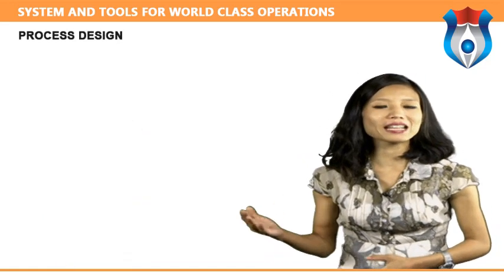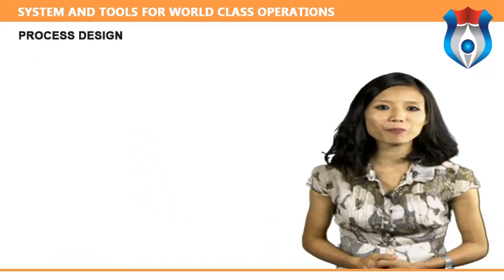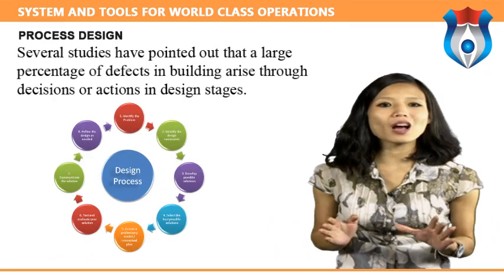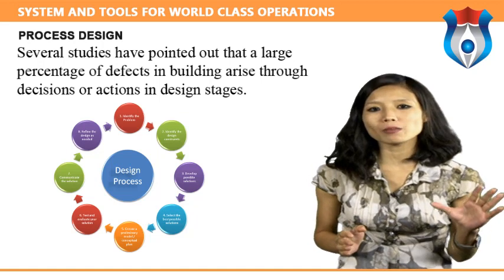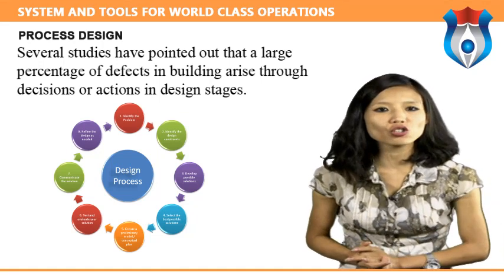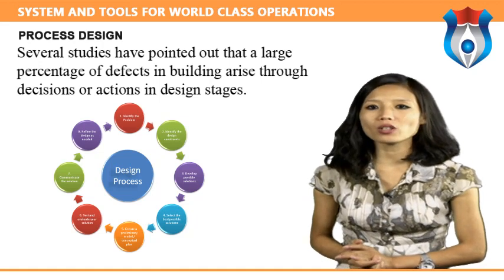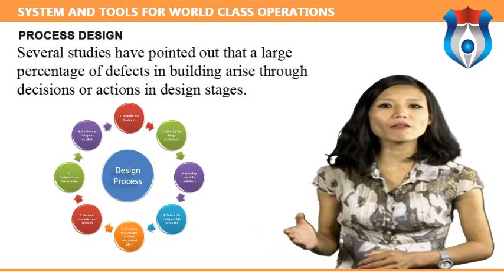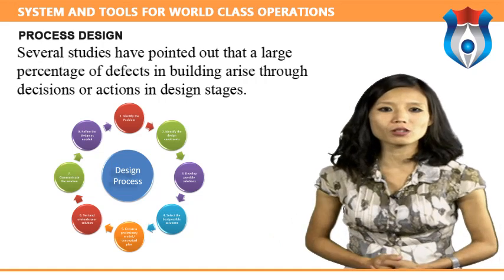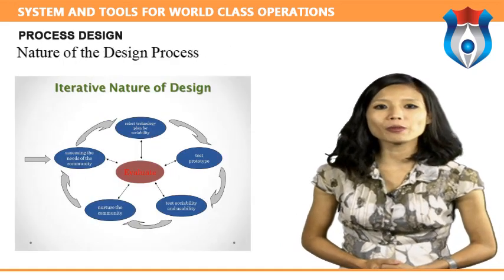Now moving on to the next topic, we will study the process design. Several studies have pointed out that a large percentage of defects in building arise through decision or action in design stages. Also, it is widely known that poor design has a very strong impact on the level of efficiency during the production stage. Nature of the design process.